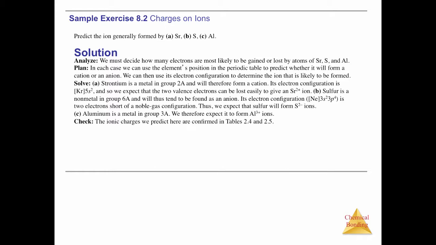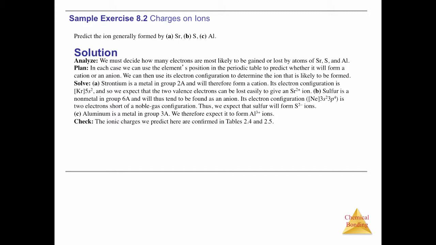Its electron configuration is krypton 5s2, and we would expect that the two valence electrons can be lost easily to give a strontium +2 cation. Sulfur is a nonmetal in group 6A and will thus tend to form an anion. Its electron configuration is neon 3s2 3p4. It is two electrons short of a noble gas configuration. Thus, we expect that sulfur will form a sulfur -2 anion.